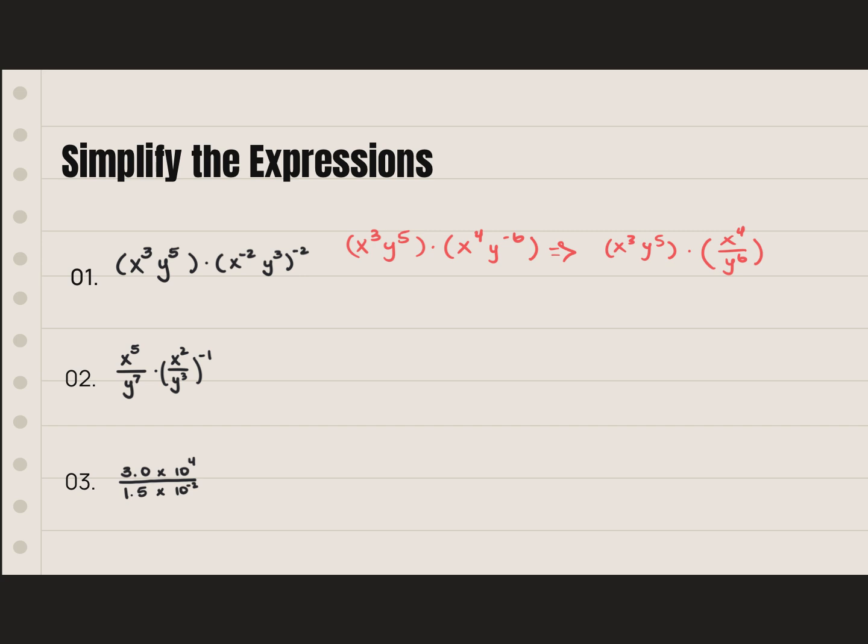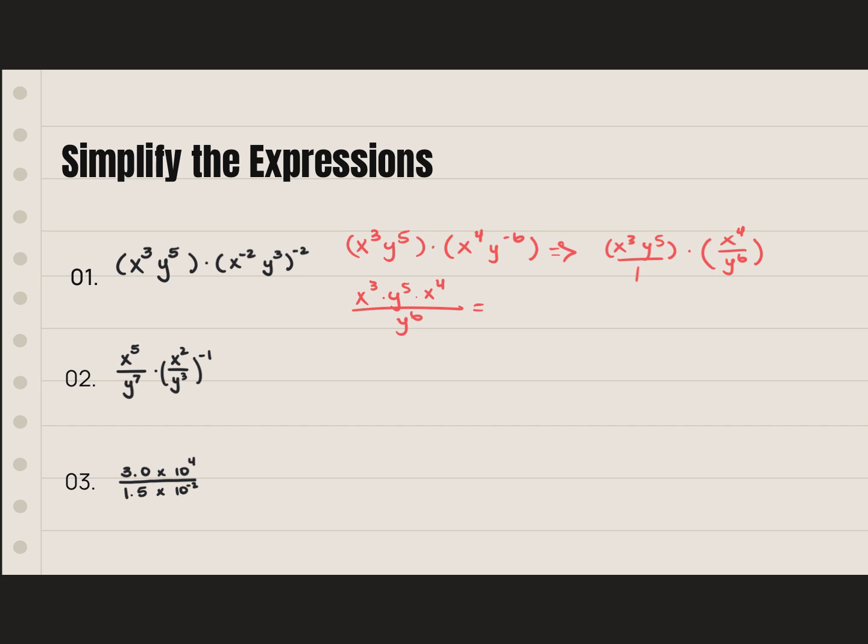Technically, x cubed y to the fifth is all over 1, so when I multiply these fractions together, I'm going to get x cubed times y to the fifth times x to the fourth, all over y to the sixth.